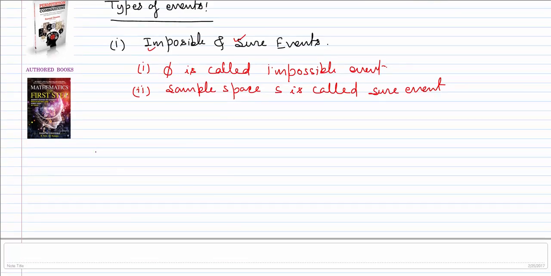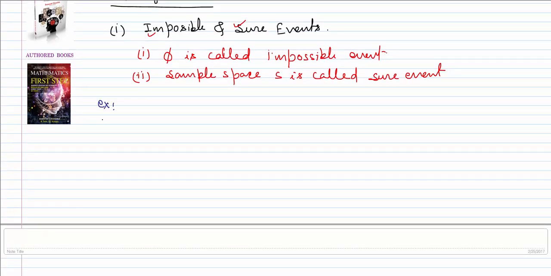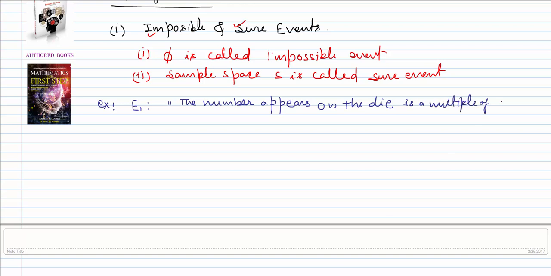Let's have another example to understand these events. Event E1: the number appearing on the die is a multiple of 7. Now what do you think if we roll a die? A die contains only 6 elements. If we throw a die, the sample space associated with this is 1, 2, 3, 4, 5 and 6.